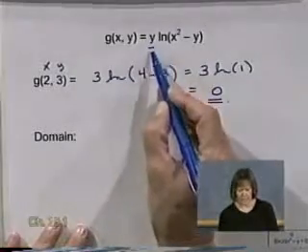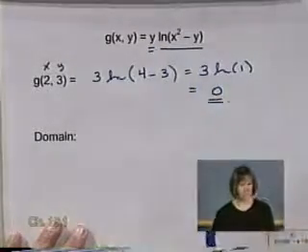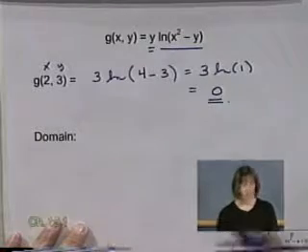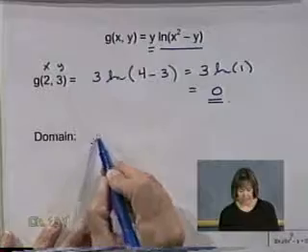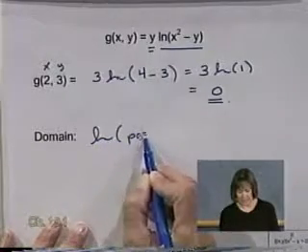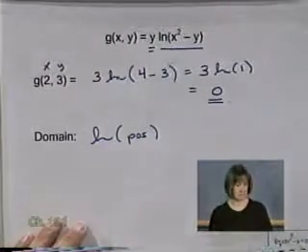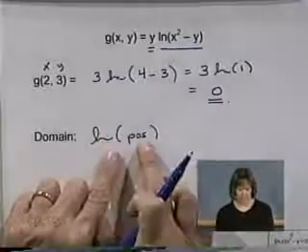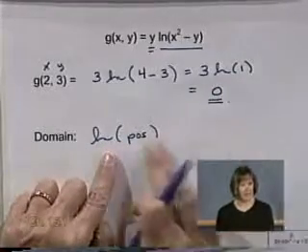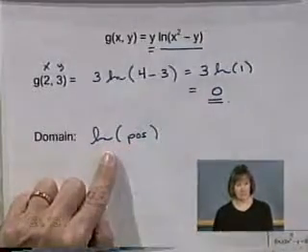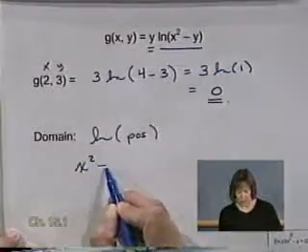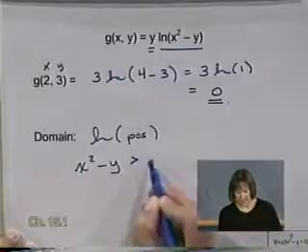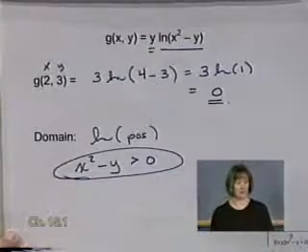Now, what's my domain? Well, here, y can be anything, but the problem is, you probably remember with your natural logs, you can't take the natural log of 0 or a negative number. When you take a natural log, what's in here has to be positive. Because when you're taking the natural log of something, you're saying e to what power gives me this number? Well, e to any power is always positive. So in order for this thing to make sense, x squared minus y has to be strictly greater than 0.